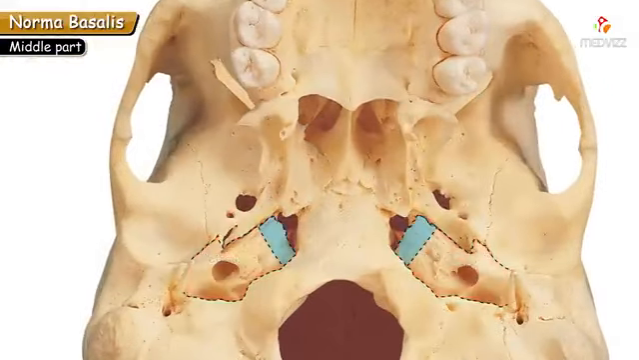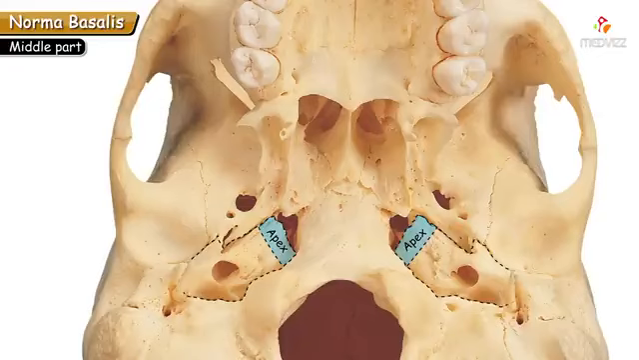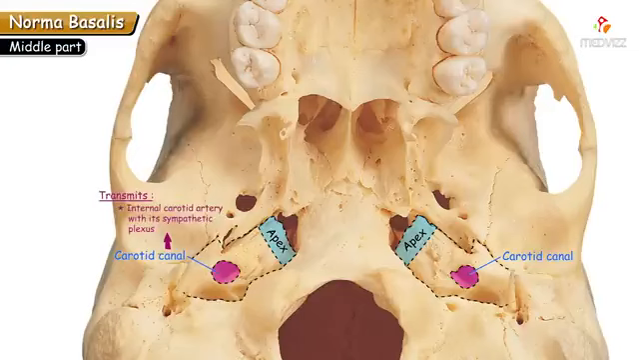If we see the medial end of the petrous part of the temporal bone, it is quite pointed, which is called the apex of the petrous part of the temporal bone. The foramen seen in the petrous part is the carotid canal. This carotid canal transmits the internal carotid artery, which supplies a major part of the brain, and always the large artery is associated with its sympathetic plexus. So the internal carotid artery along with its sympathetic plexus passes through this carotid canal.